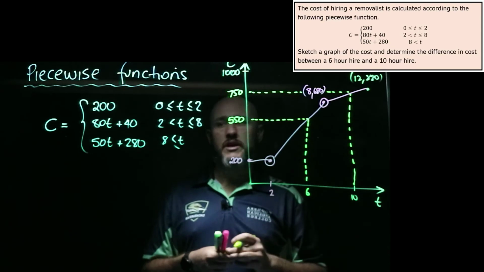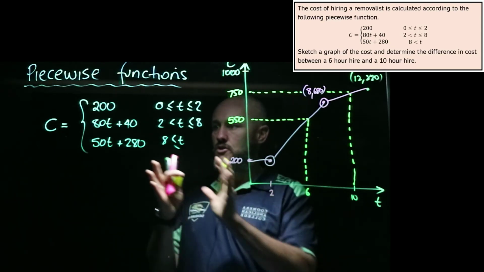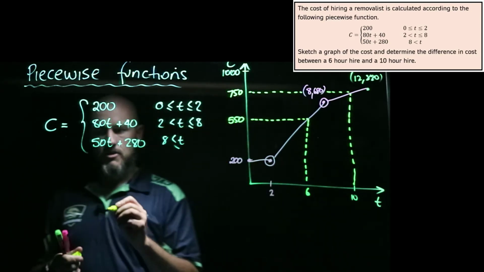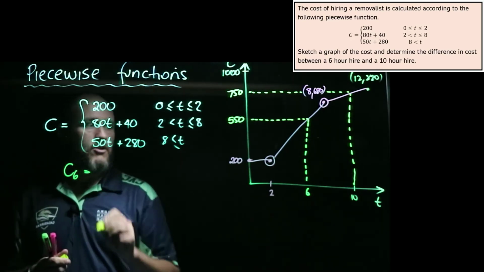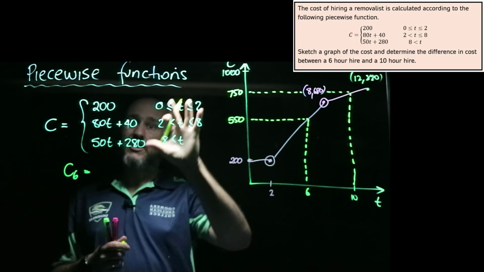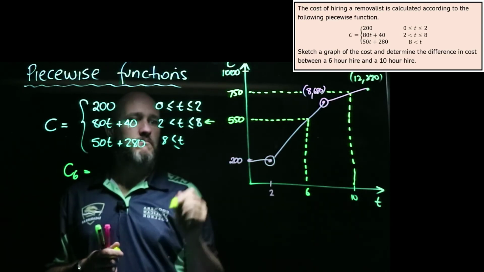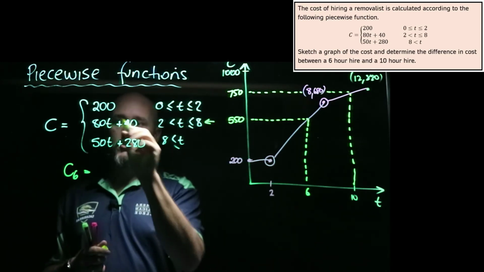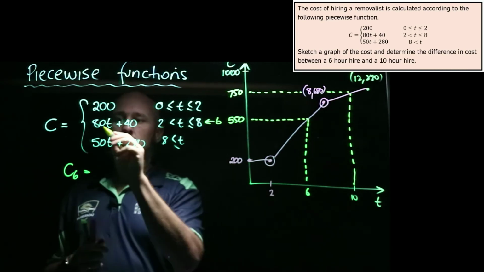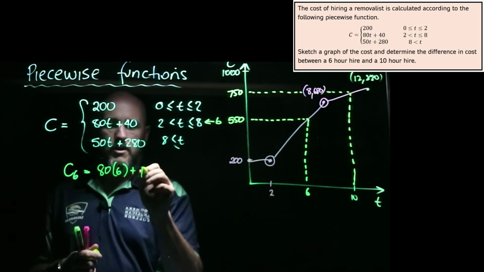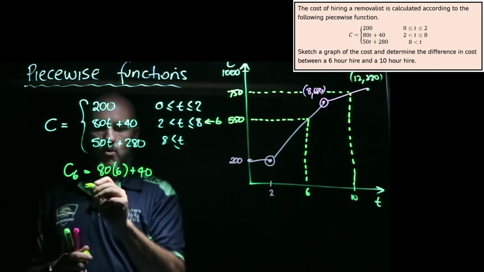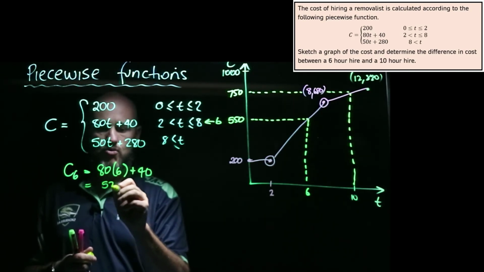Hopefully your graph is a little bit neater than mine, because I've just done this for the purpose of the video. The good thing here is that if you don't need a neat graph, you could do it algebraically as well. So we start by substituting and finding the cost at 6 hours. And the cost at 6 hours is we find the section where 6 exists, and that is here. And we put 6 into the function. So 80 times 6 plus 40 is equal to 480 plus 40, which is 520.